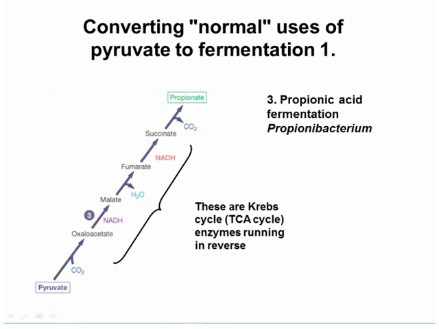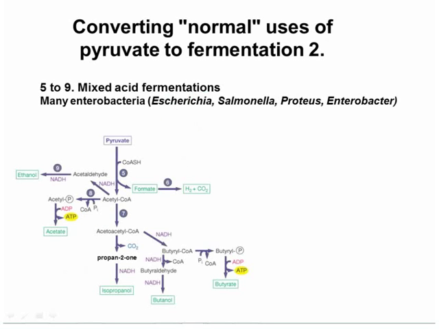Okay, and the last thing you need to know, propionic acid fermentation. This one's very easy to remember, Propionibacterium. Propionibacterium acnes is one that we all have, or many of us have. And last but by no means least are the mixed acid fermentations that many enterobacteria perform. So Escherichia coli does this one. Salmonella does this one.